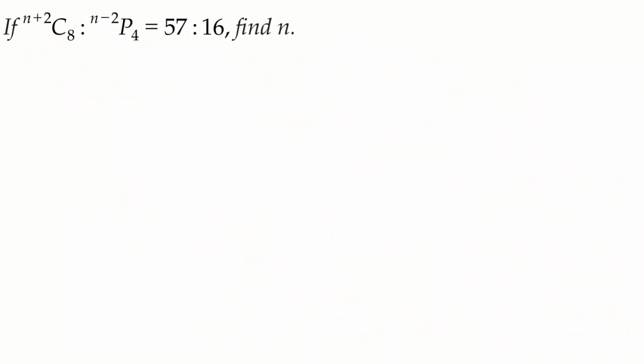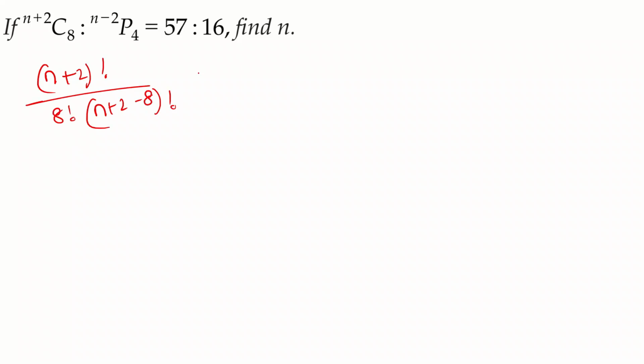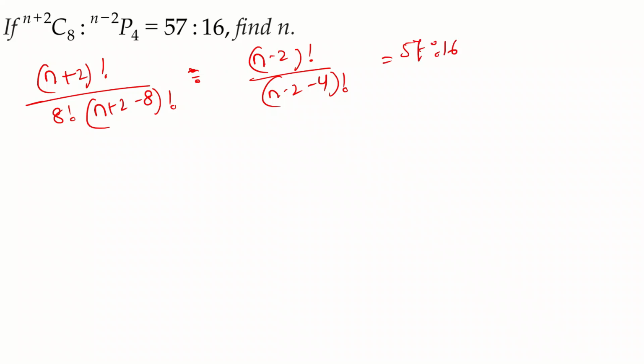Now next question. (n+2)C8 is to (n-2)P4 is equal to 57 is to 16, find n. Okay, so let's expand it. (n+2)C8 is this factorial by this factorial into this minus this factorial, and (n-2)P4 is this factorial divided by this minus this factorial. This is 2, and this is equal to 57 is to 16.